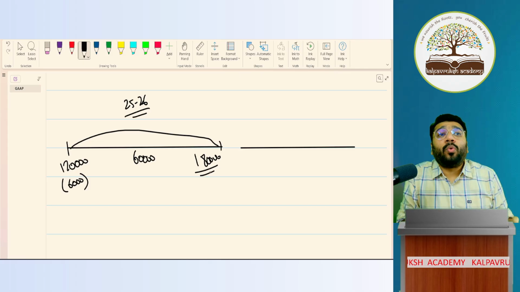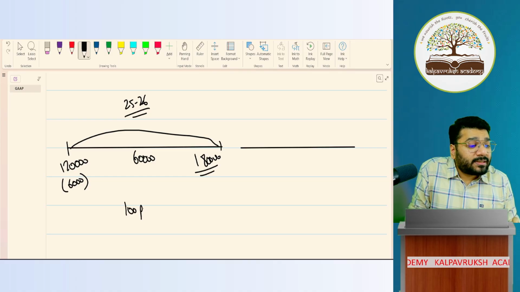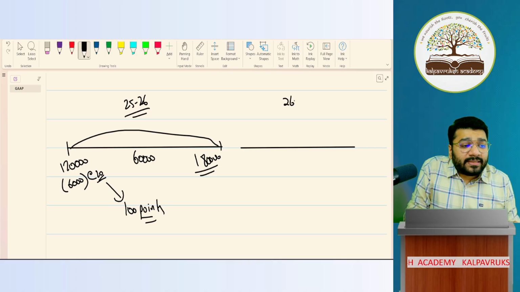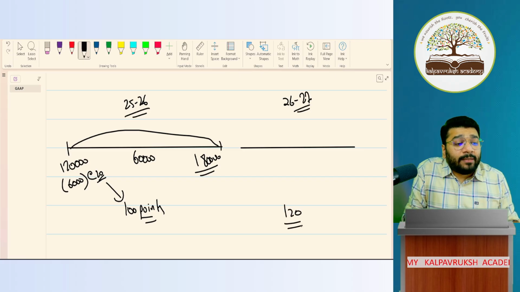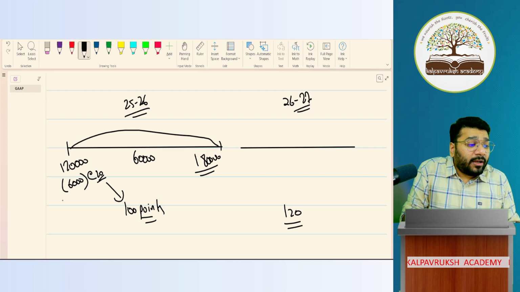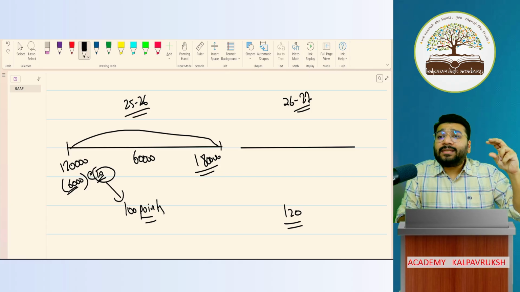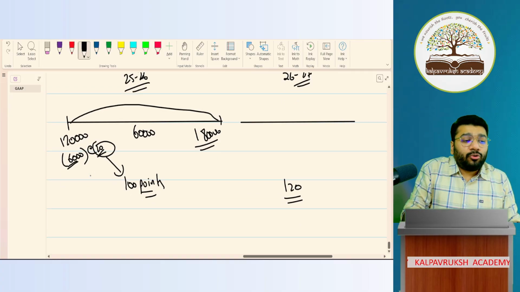In this year, what was the inflation index number? It was 100 points. Which means at the rate of 20 rupees per chocolate, the inflation index was 100 points. Now you're going to do the business next year, 26-27. The inflation index is 120 points, which means you cannot buy the same 6,000 chocolates at 20 rupees per chocolate. Now inflation comes into the picture. Can you please tell me what the revised chocolate price is? How to calculate, sir? Very simple.